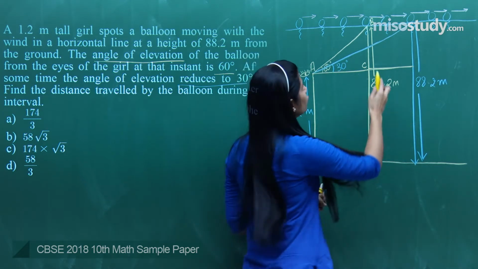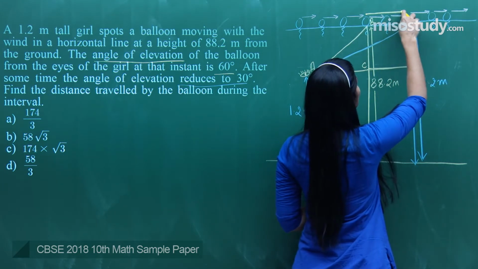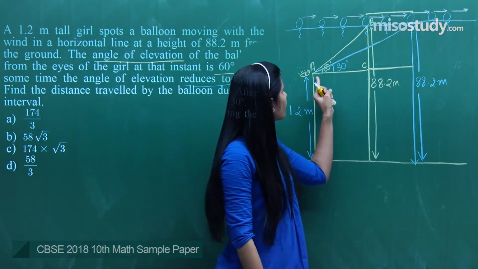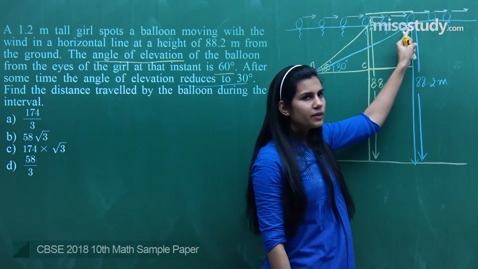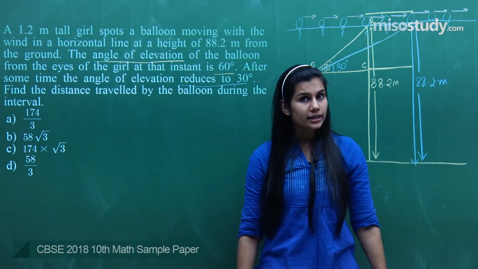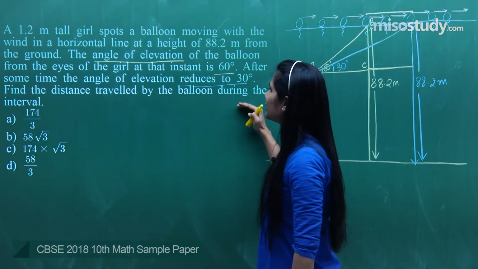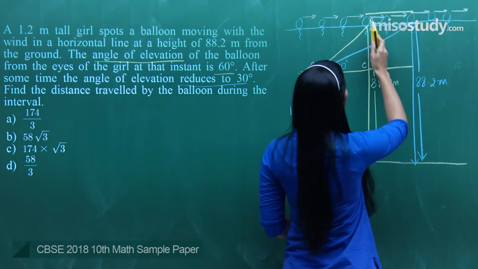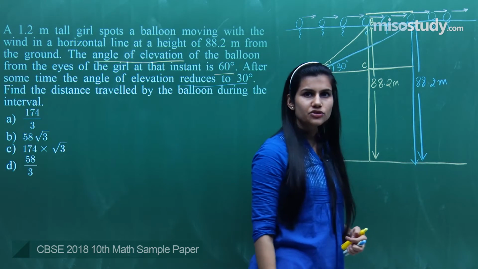Okay, because the balloon from this point travels and comes to this point. And that is where the girl is observing the balloon. So, after some time, the girl's observation of the balloon comes over here, and in that case, the angle decreases to 30. The question is, find the distance travelled by the balloon during that interval. So, how much has the balloon travelled? This much is the distance which the balloon has travelled.